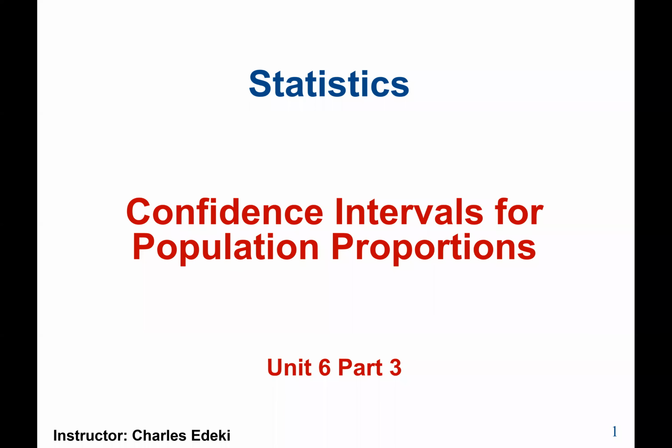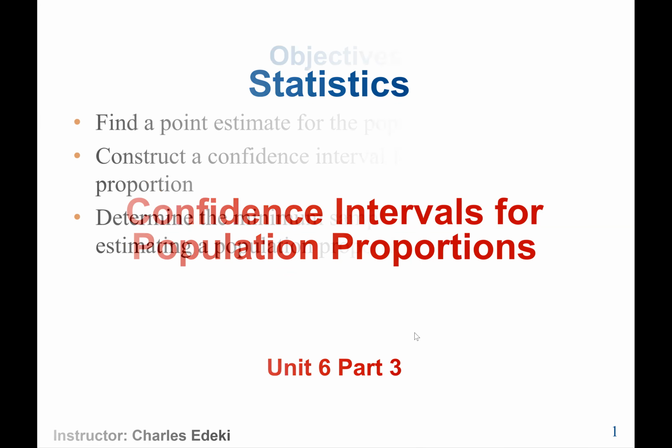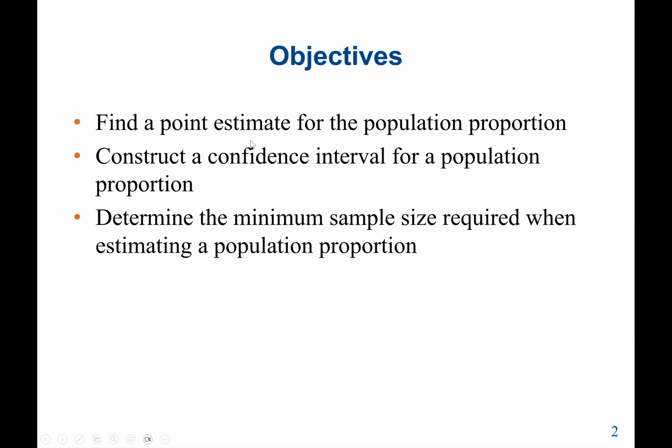Again, welcome back to Unit 6, Part 3 lectures. In these lectures, we're going to cover the confidence intervals for population proportions. So our main objective is to find a point estimate for the population proportion. We're also going to learn how to construct a confidence interval for a population proportion, and also how to determine the minimum sample size required when estimating a population proportion.